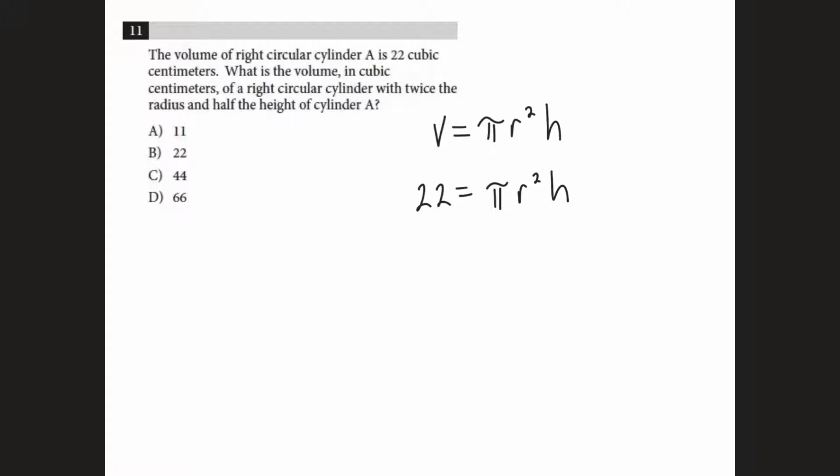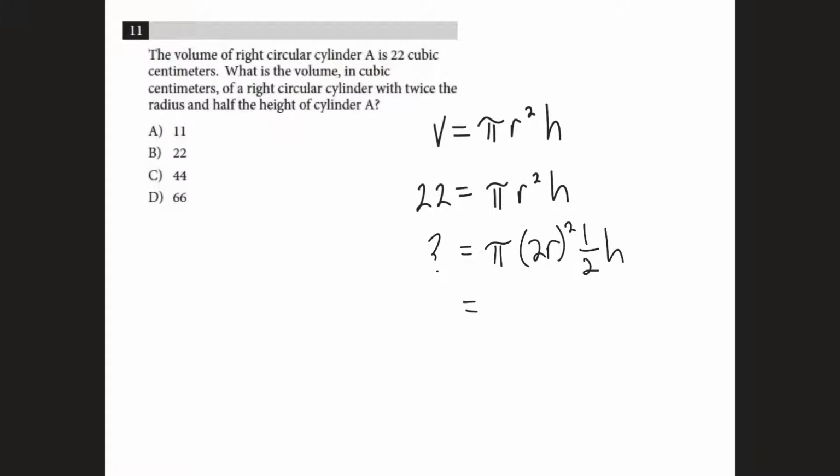And we want to know what happens when we double the radius and halve the height. So that's going to be a question. What's going to happen to the volume? But we know that the radius is going to double, squared, and then half of the height.